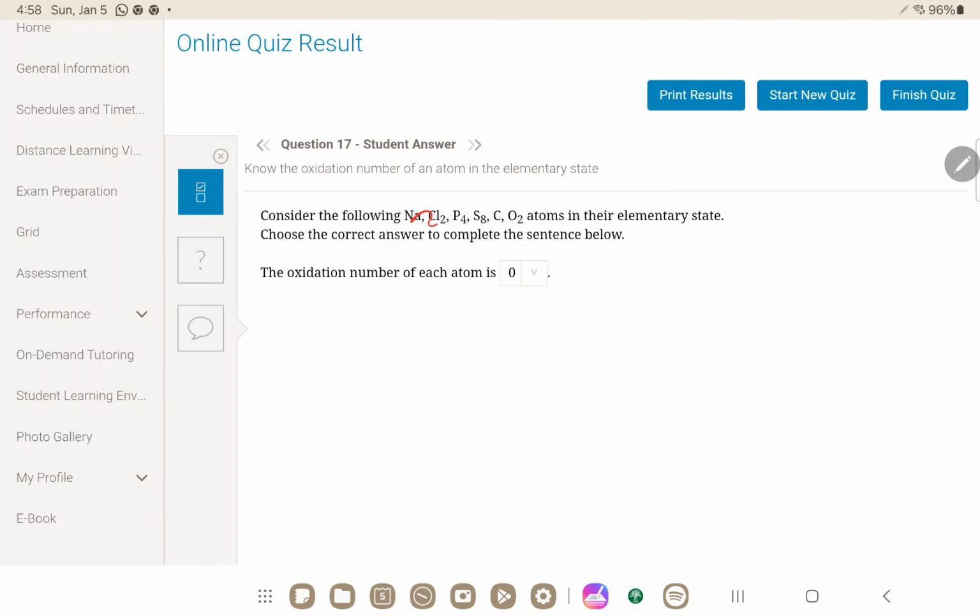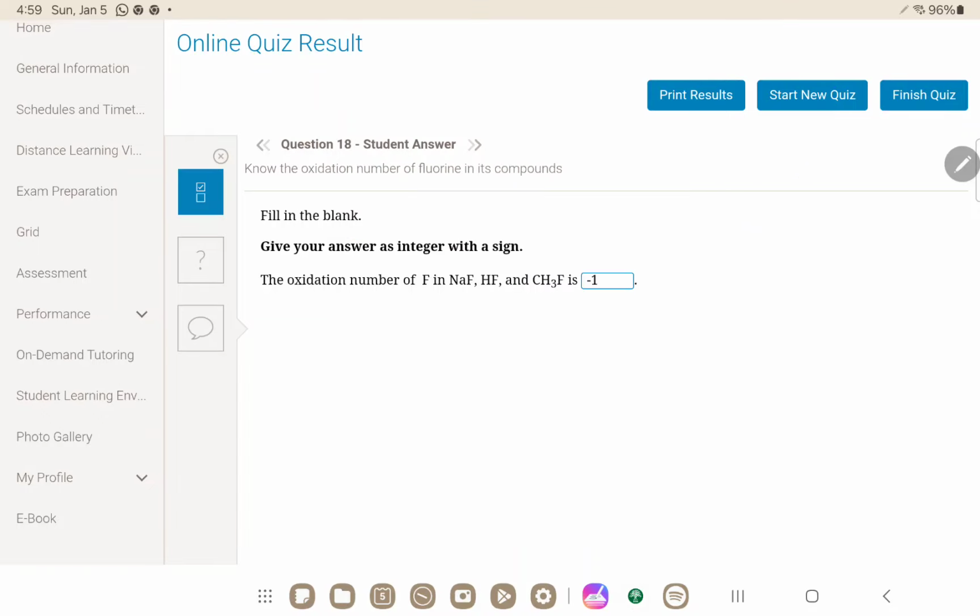Here they're asking you, consider the following. NaCl2, P4, S8, C, and O2 are in their elementary state. So they're all elements. What's the oxidation number? All elements have an oxidation number of 0, no matter what they be. No matter how much is the subscript, no matter whatever they are, it's always 0 for elements.